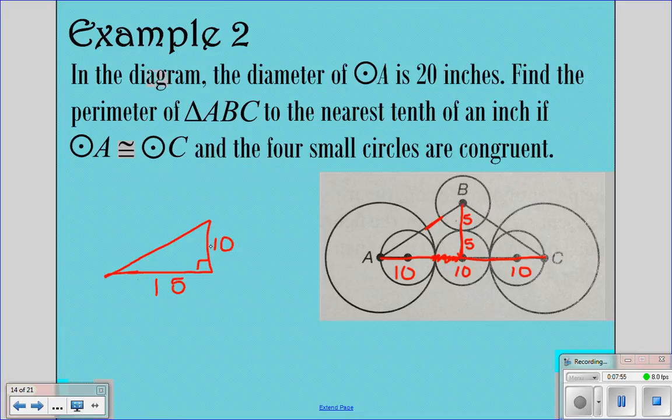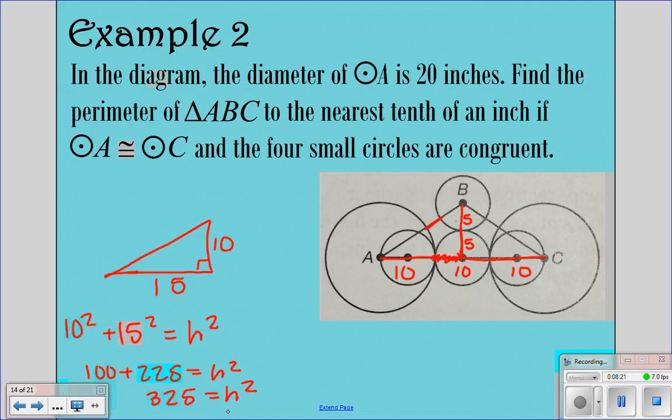And then we can use the Pythagorean theorem to find the hypotenuse there. And so you can say 10 squared plus 15 squared equals the hypotenuse squared. And so 10 squared is 100 plus 15 squared, which is 225. And if you add those together, you get 325. And then you're going to take the square root of both sides. If you take the square root of 325, you should get about 18. So our hypotenuse is going to be 18.